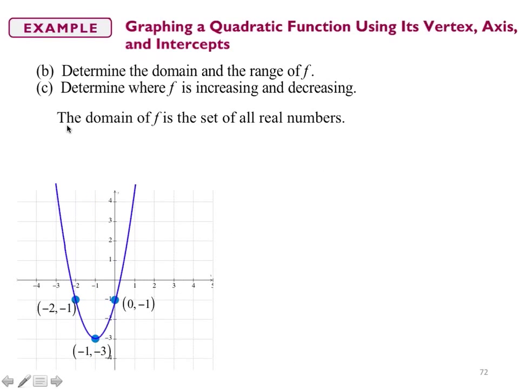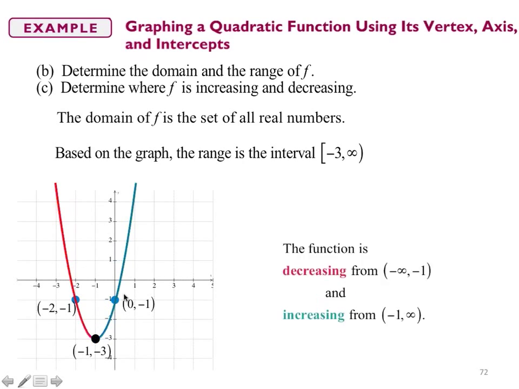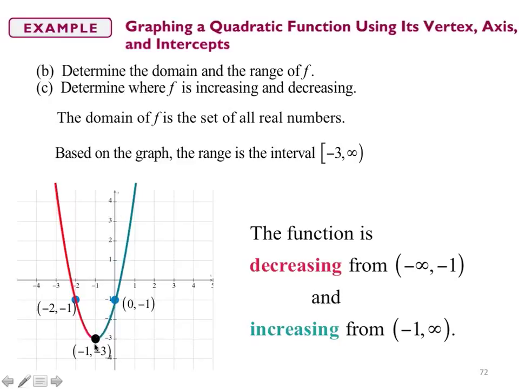Now, again, we could find the domain, which is all real numbers. Range is going to be from -3 all the way up to infinity. Increasing is going to be this green part right here, which happens from -1 all the way to infinity, and decreasing happens from negative infinity all the way up to -1.